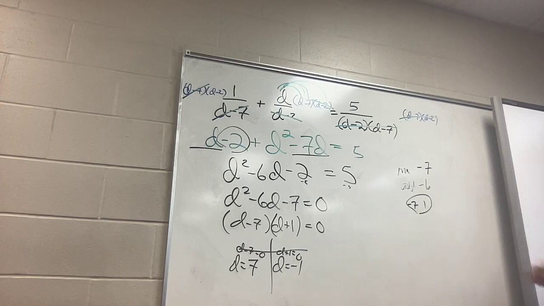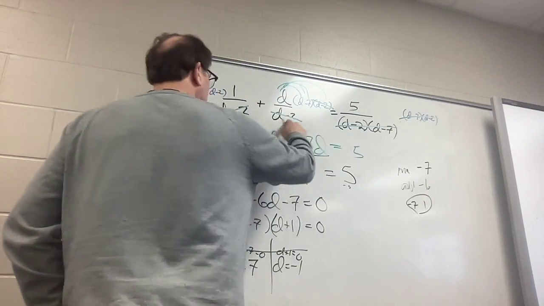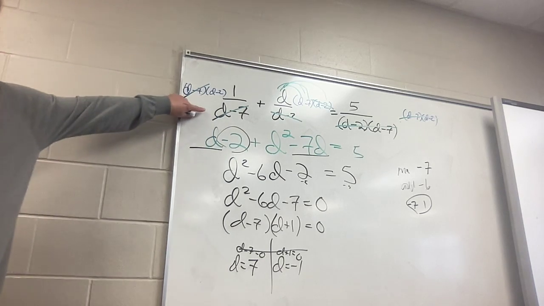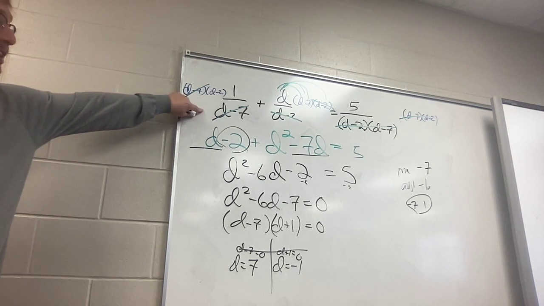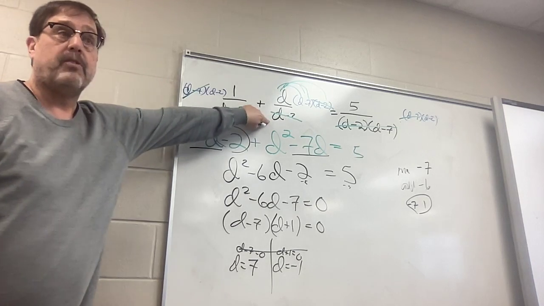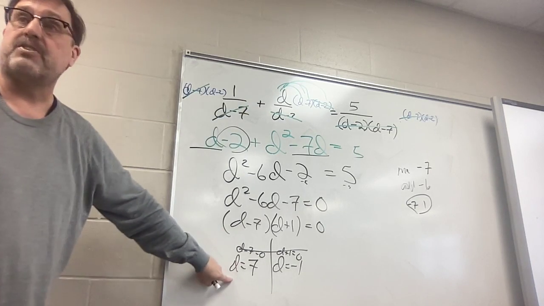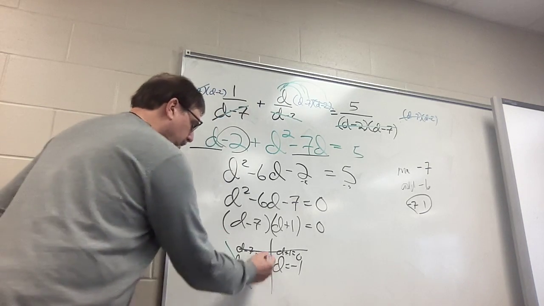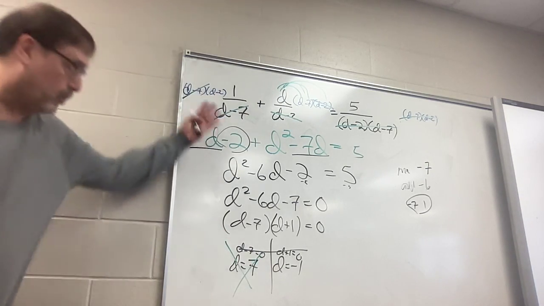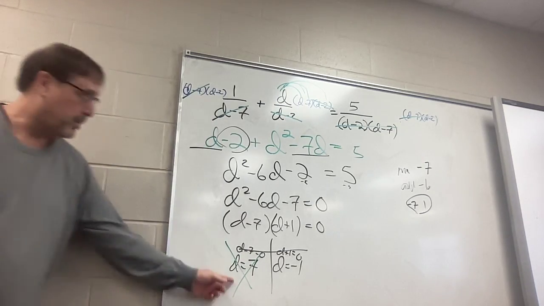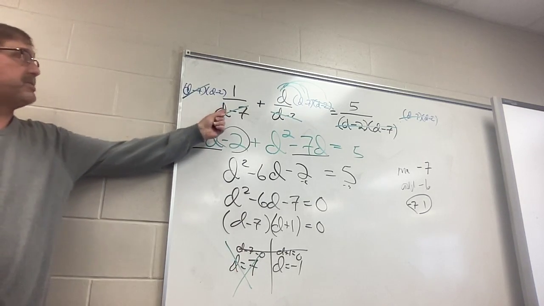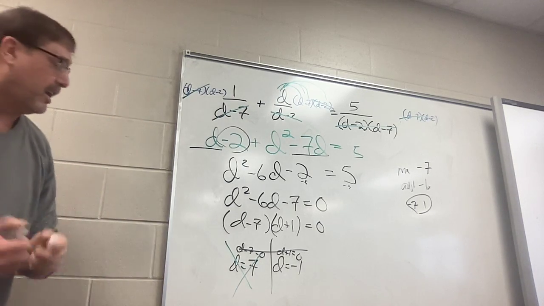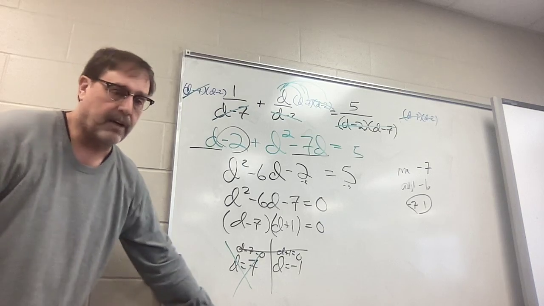Please look way back here. What are the excluded values? D cannot equal 7. D cannot equal 2. I say D equals 7. You say it cannot. That becomes an extraneous answer. It worked, everything went fine, but if you put 7 in the original problem, 7 minus 7, it doesn't work. I bet you could look on your answer sheet and find an answer of -1.